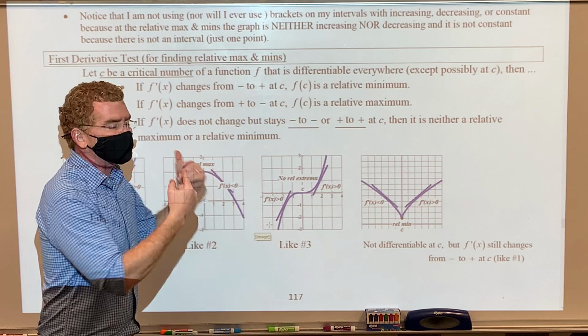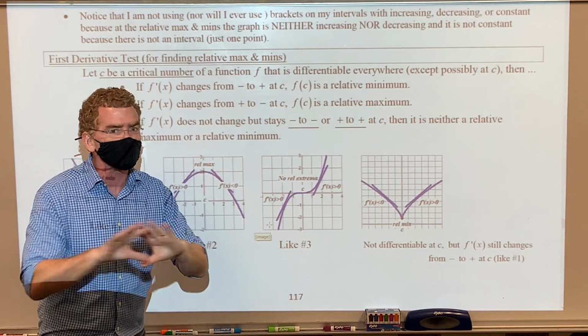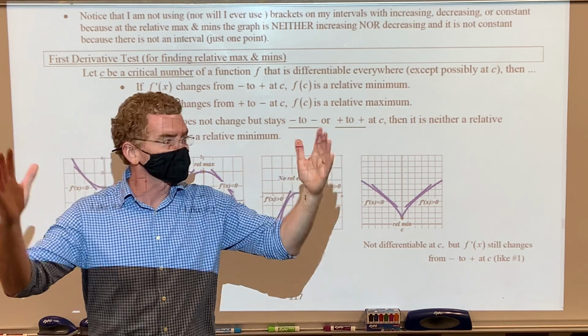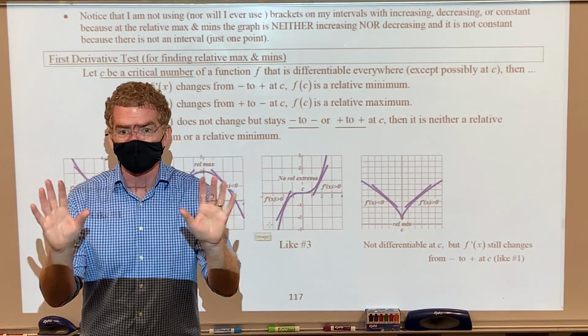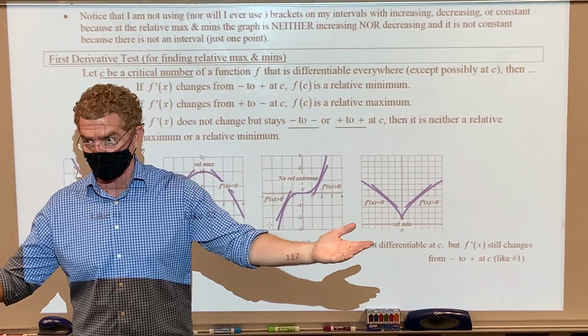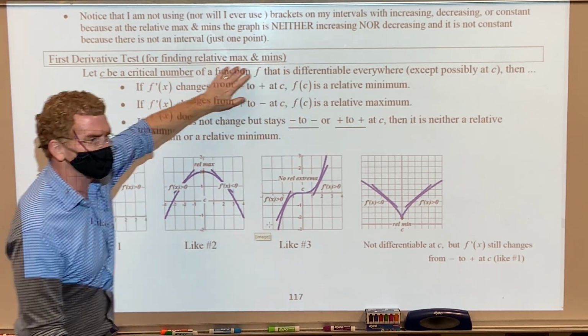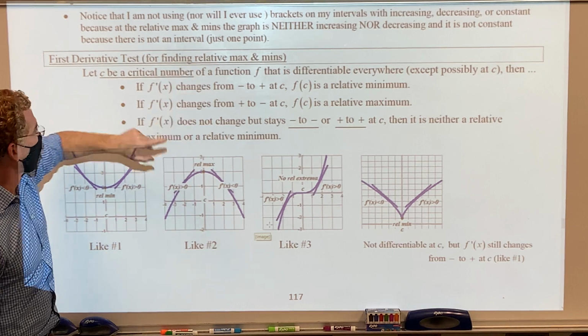And by the way, this is not extremes. These are just relative maxes and mins. They may turn out to be maxes and mins, but we don't know that. We would have to check those and also check the endpoints, right? We already know how to do that. This is for relative maxes and mins. So get this down. Make sure you understand this.